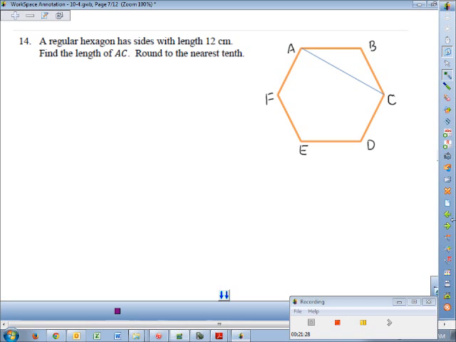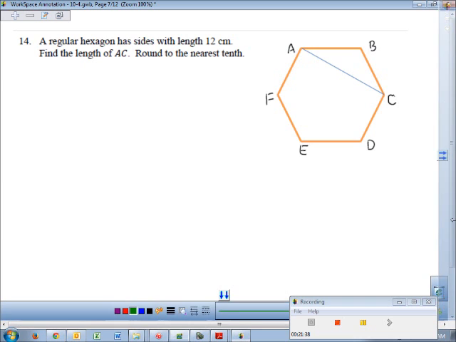Read, discuss. What do we need? We have figured out that all the sides of this hexagon are 12. Could you tell me why you know that? Regular. That's what regular means. So you don't need to put them all in, but those two will be valuable to us. Cool. What else do we know?